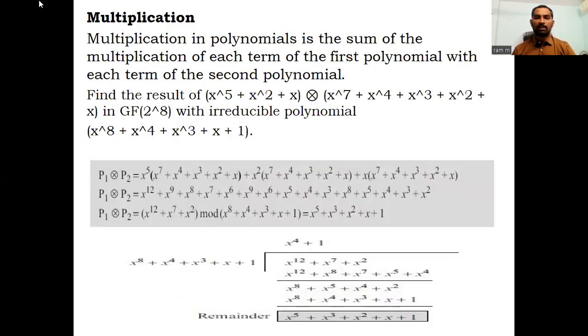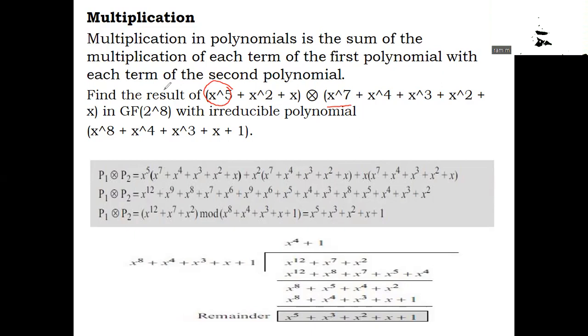Okay, coming to the multiplication. If we consider two polynomials, x power 5 plus x power 2 plus x, multiplied with x power 7 plus x power 4 plus x power 3 plus x power 2 plus x. Every term in the first polynomial should be multiplied with everything in the second. So x power 5 into this entire polynomial, x power 2 into this entire polynomial, x into this entire polynomial, and so on. Now we are getting these values.